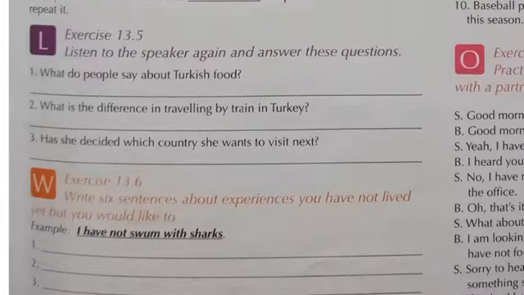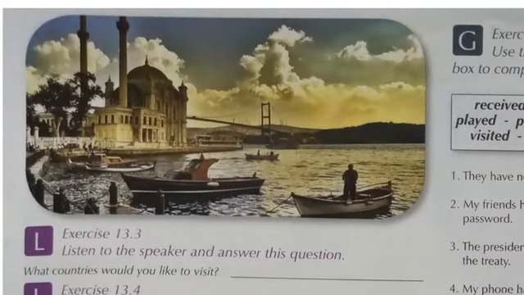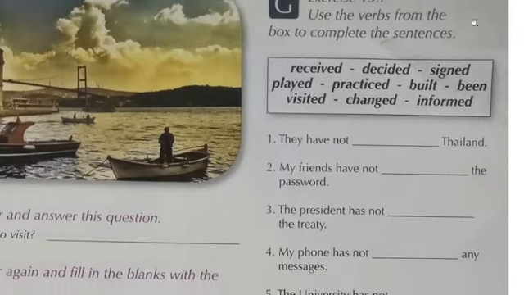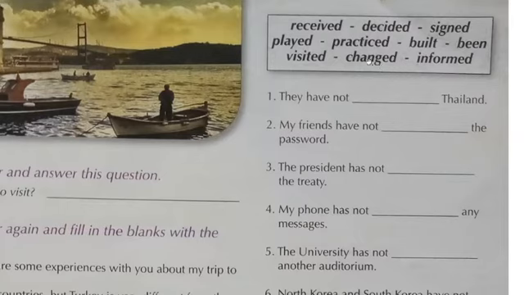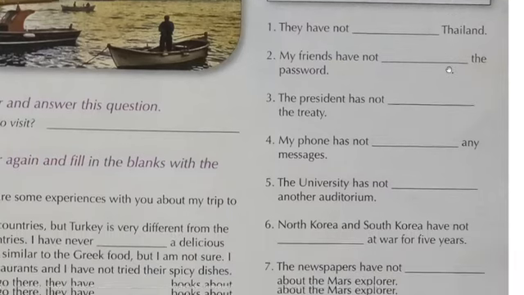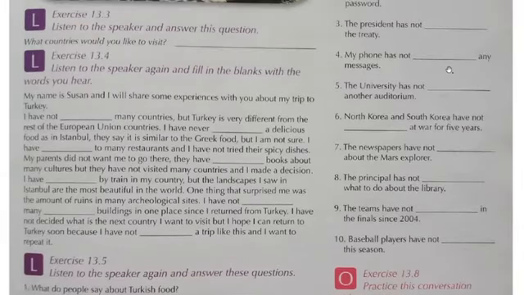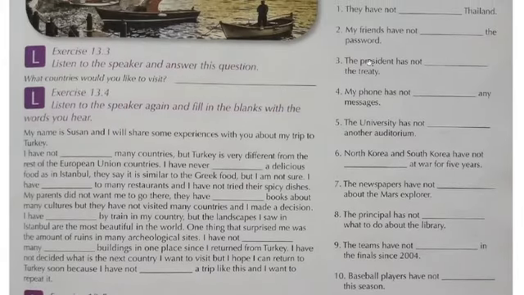And at the top of the page, on exercise 13.7, you have: use the verbs from the box to complete the sentences. You have receive, decide, signed, played, practice, built, been, visited, changed, inform. And you have 10 sentences. The idea is we have to complete the sentences with the right verb.